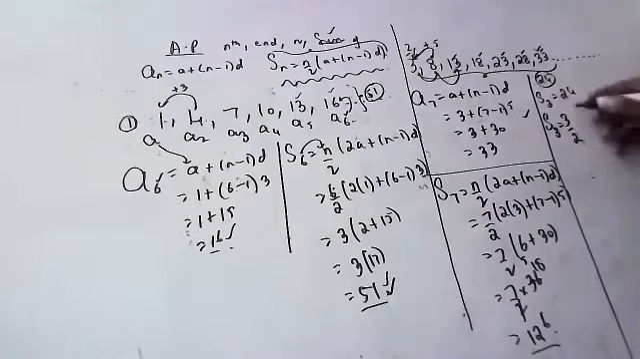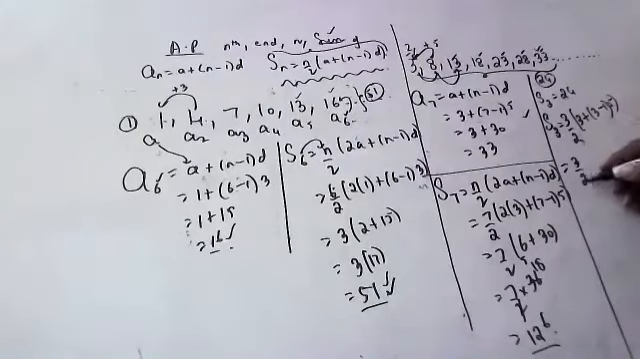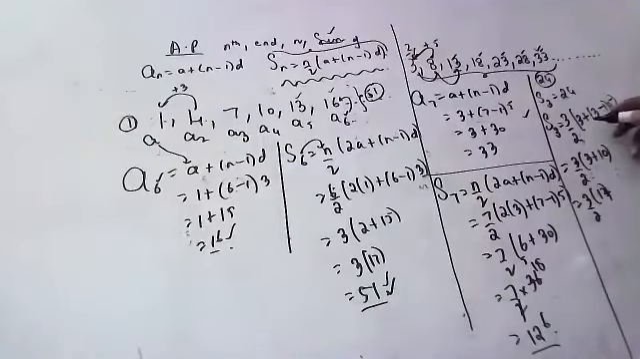3 by 2 into a plus 3 minus 1 into common difference is 5, children. 3 by 2 into 3 plus 10. 3 by 2 into 13. Common difference is 5 only, no? 39 by 2. Did we do a mistake anywhere, children?